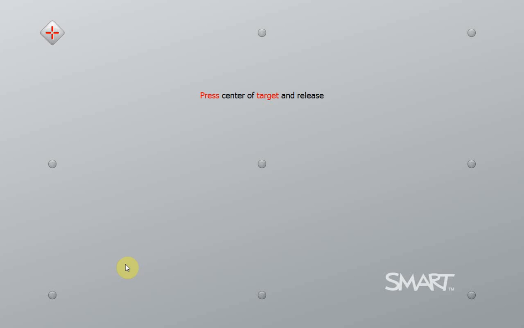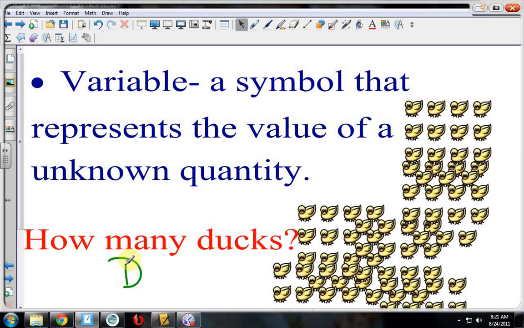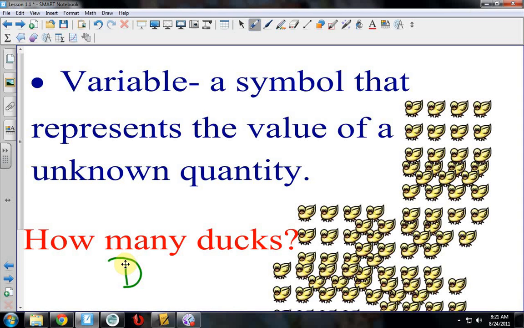So, I need to fix my board real quick. 76, you say? Okay, I'm not going to double check your counting, but let's say there's 76. So D is a placeholder, right? It just holds the place of a number until we know what that number is. So it's going to stay D until we know that the number is 76. So then I'm going to put equals 76, and then that replaces the variable with the number, telling us the actual quantity. All right?